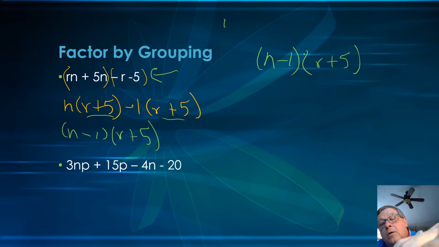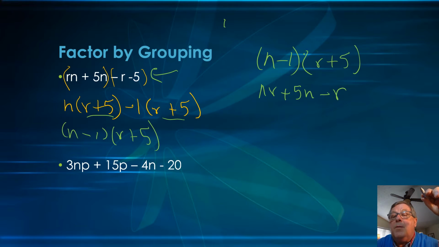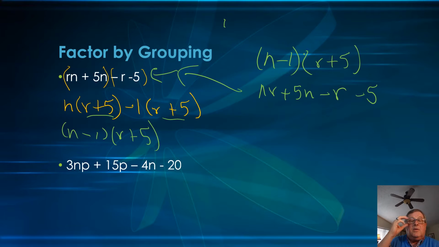Well, let's see. n times r is nr, and n times positive 5, first and outer, I'm doing the outer now, is plus 5n. And negative 1 times r, well, that's going to be negative r, the inner terms. And negative 1 times positive 5 is negative 5. And Shazam, look, I did end up right back there, factoring by grouping. Now, I would tell you that it's not always set up quite like these 2 that we see right here, but hey, we'll take it.